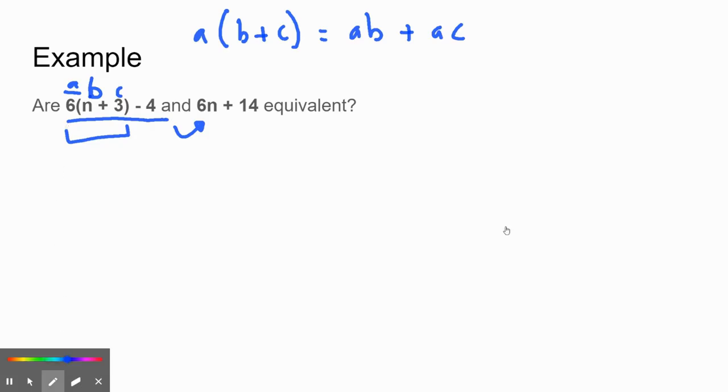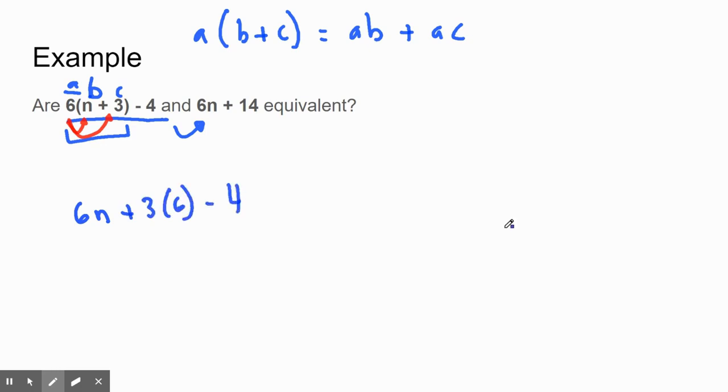So we can just use that information to help us make an equivalent part of this expression, at least. Another way of thinking about it would just be to say that we're going to take the 6, we're going to multiply it by both n and by 3, depending on what works best for you. So now we're going to have 6n plus 3 times 6, and then we still have that minus 4 on the end. We can do 3 times 6, which will be 18. We still have the minus 4.